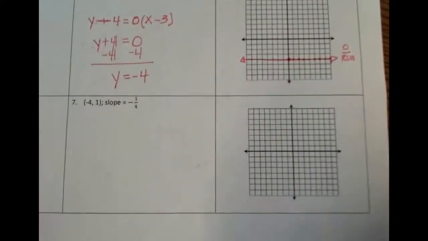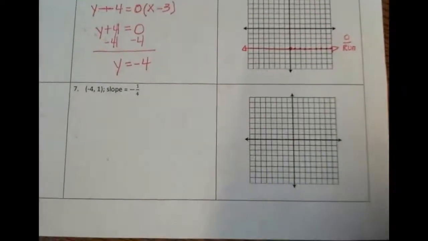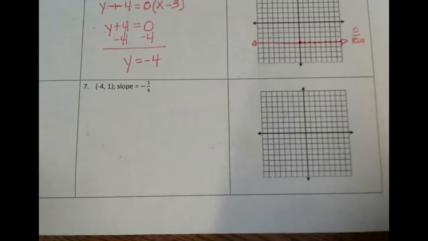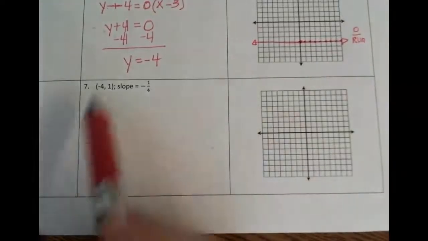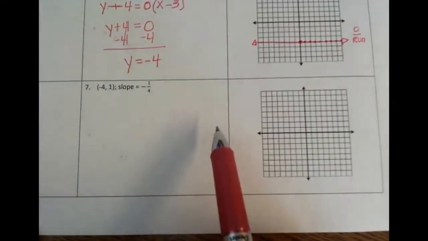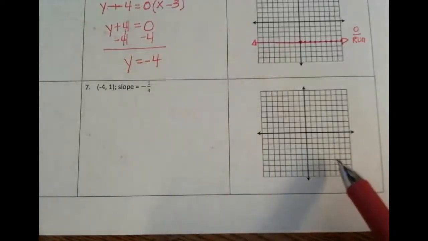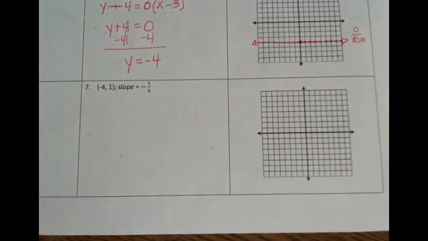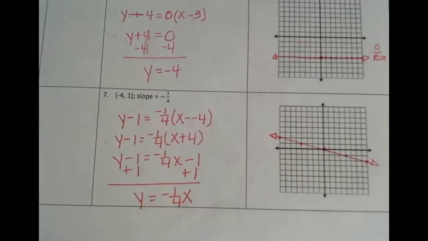Okay? So what I want you to do is I want you to do number 7. Stop the video. Completely do number 7 all the way on your own. Find the equation and graph it and come back and see how you did. Alright, let's see how you did.